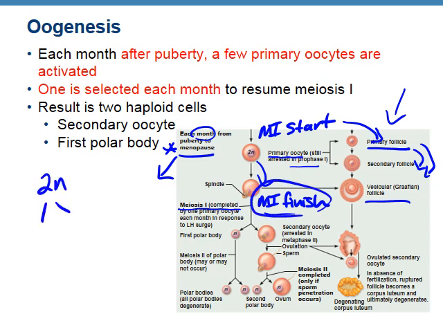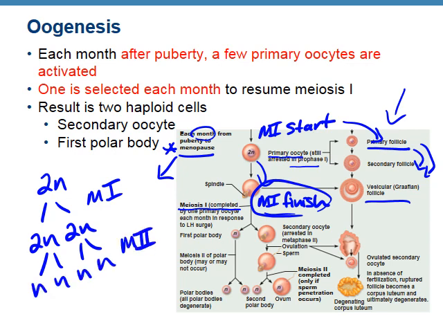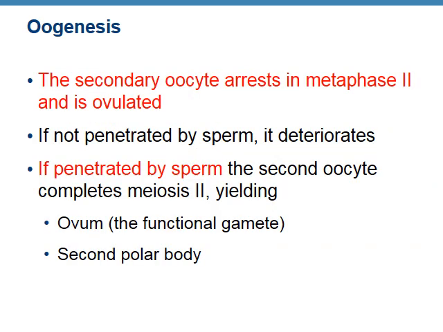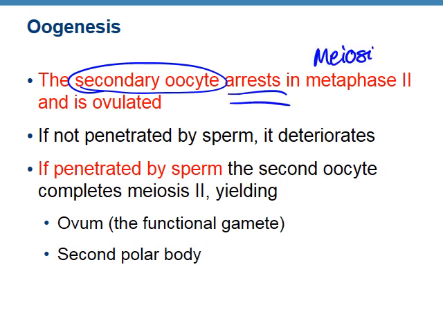But remember, we're still here, right? We still have another division that has to happen. So this is meiosis 1. This is meiosis 2. Okay, here's the tricky part. We have this secondary oocyte and it stalls again, but now this time it is meiosis 2. So metaphase is just one of the phases of meiosis. Prophase, metaphase, anaphase, telophase. Okay, so we're stuck halfway through meiosis 2.